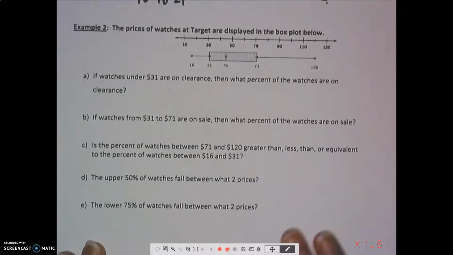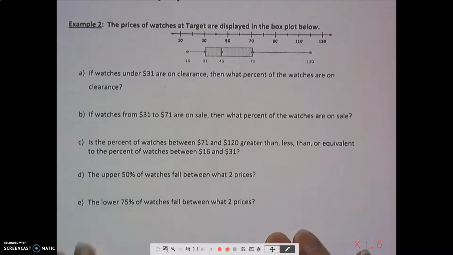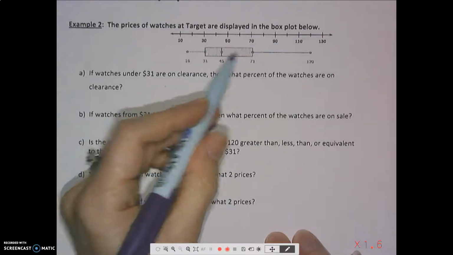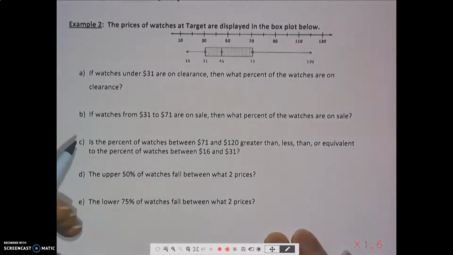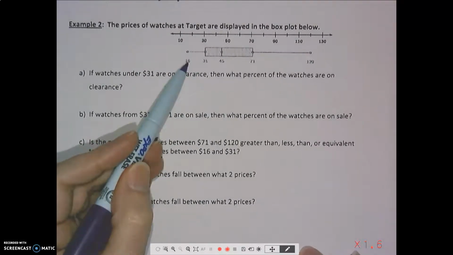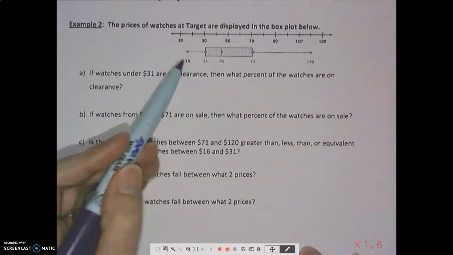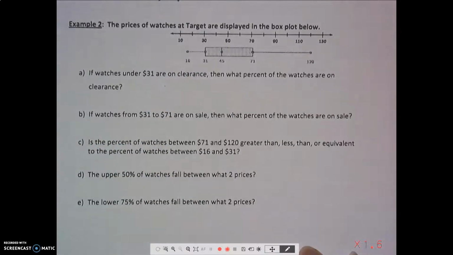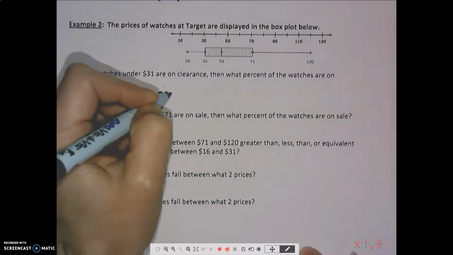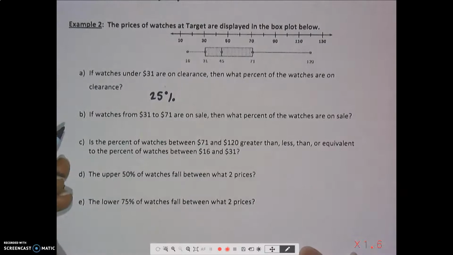So this is the prices of watches at Target are displayed in the box plot below. So they've even highlighted for us what those 5 important numbers are as well. So if watches under $31 are on clearance, then what percent of watches are on clearance? So we're looking for 31, which is here. There is one chunk that is below that. So that tells us that 25% of the data, or 25% of the watches, are on clearance.